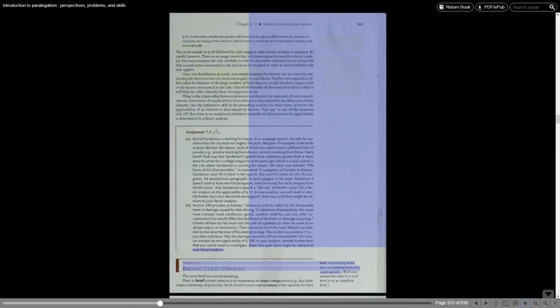Section G. Briefing court opinions. To brief is to summarize the main or essential parts of a court opinion. Also, the word brief has several meanings. Sometimes it refers to a trial. First, to brief a court opinion is to summarize its major components, e.g. key facts, issues, reasoning, disposition. Such a brief is your own summary of the opinion for later use.